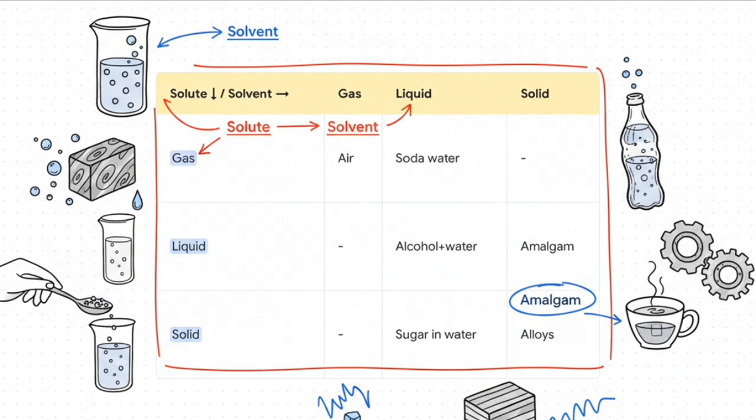This table shows all 9 possible types of solutions. And you're going to want to pay close attention to this because examiners love throwing table-based questions at you from this exact concept. You've got to know your examples, like soda water being a gas in a liquid, or alloys, which are solids dissolved in other solids.